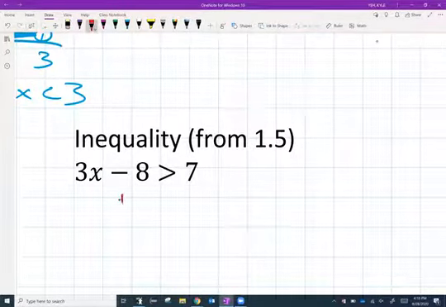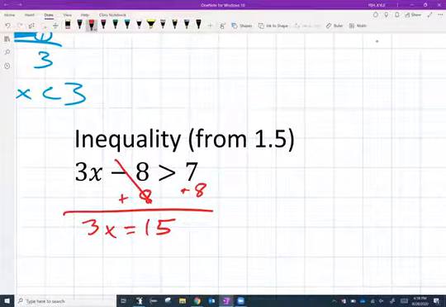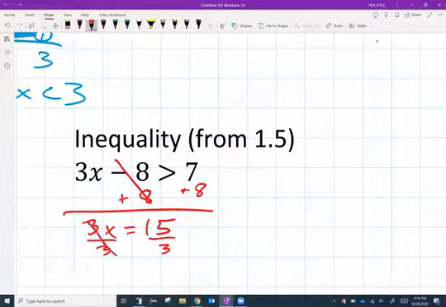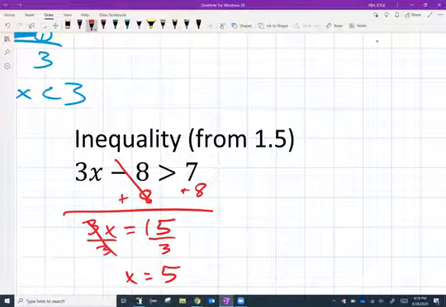I'm still going to try to get x alone. I'm going to add 8 to the other side. So we'll get 3x equals 15. And then I'm going to divide by 3 on both sides. Divide by 3, divide by 3, we get x equals 5. Except I did make a mistake here, and so I'm going to fix that right now. It wasn't equals, was it? That's the whole point of this lesson.